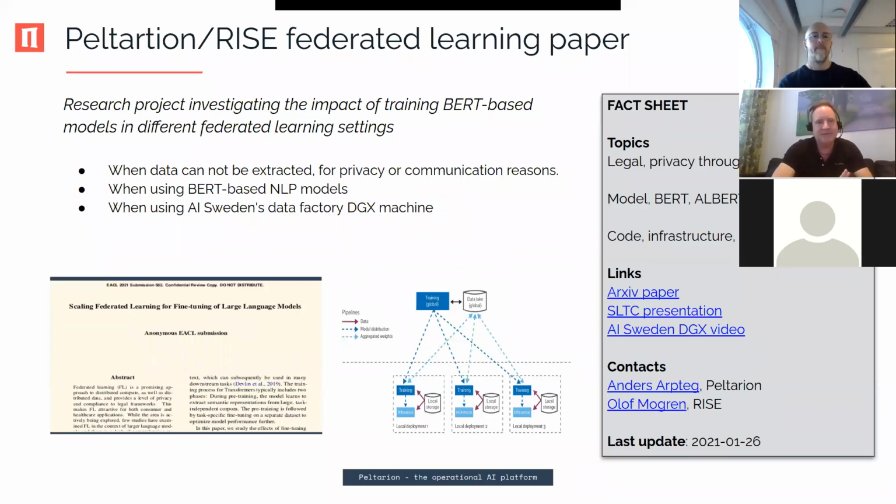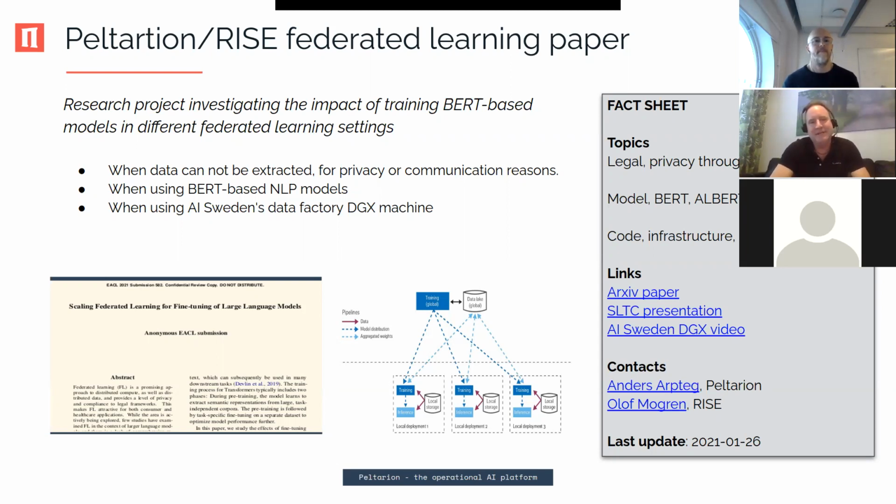Okay, so here is one example use case. This is actually a paper that Peltarion wrote together with RISE. This is actually part of the MedBird project, but I think it's an interesting one that is connected to one legal issue. And one legal issue is, of course, privacy in data. And how can you handle that? So this one tries to use a technique to solve that problem.